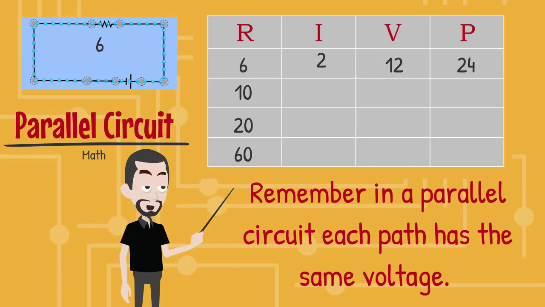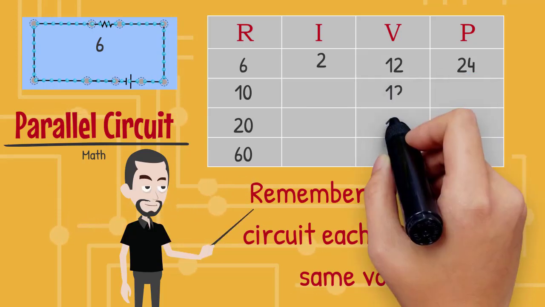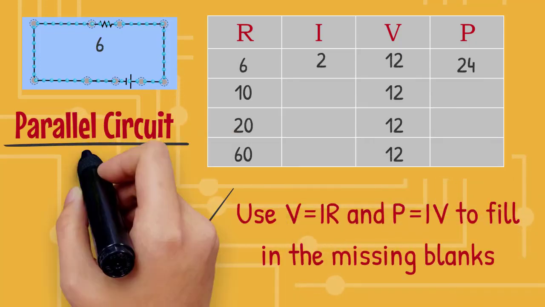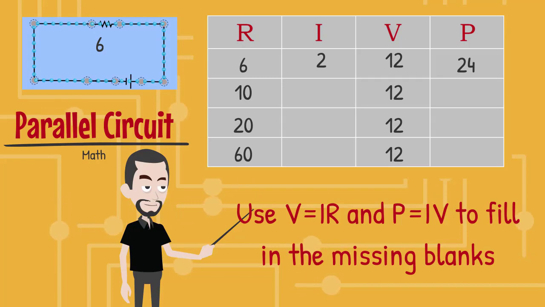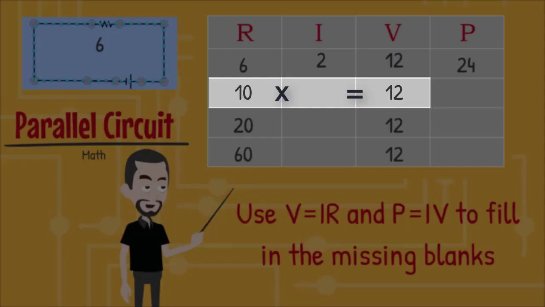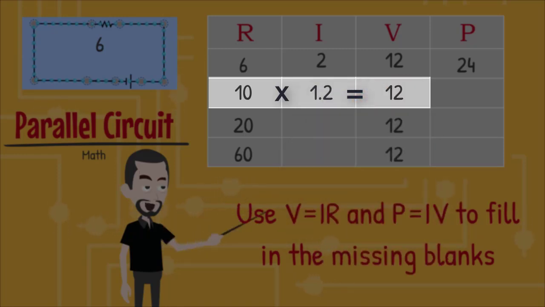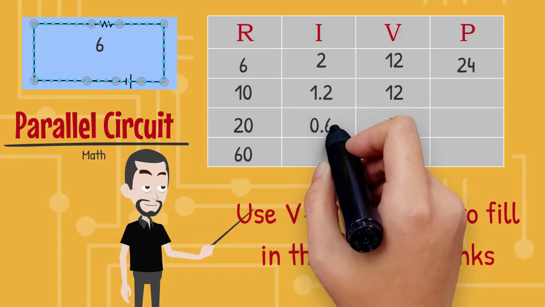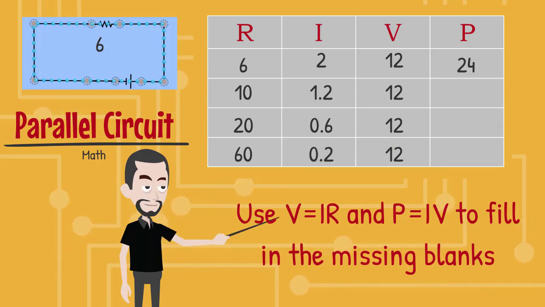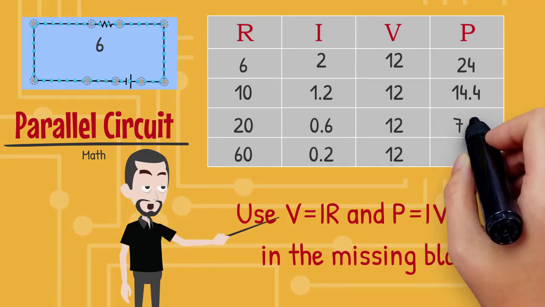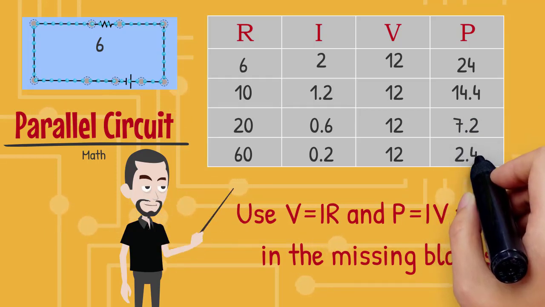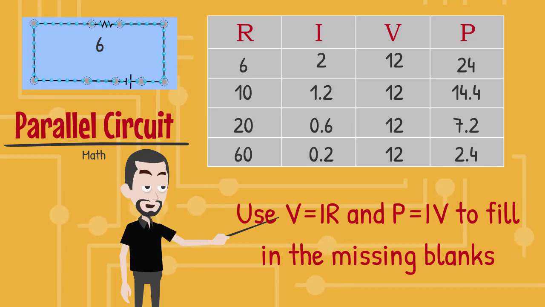Remembering that every branch in a parallel circuit has the same voltage, we're going to make sure each of those has 12 volts. Now we need to use V equals IR and P equals IV to complete the missing blanks of our table. For the 10 ohm resistor, we need to multiply by 1.2 amps of current in order to get our 12 volt drop for that branch. Same thing with the 20 and the 60 ohm resistor, giving us 0.6 and 0.2 amps of current. Then we figure out the power using I times V. So 1.2 times 12 gives us 14.4 watts. 0.6 times 12 gives us 7.2 watts. 0.2 times 12 gives us the 2.4 watts used by that branch of the circuit.